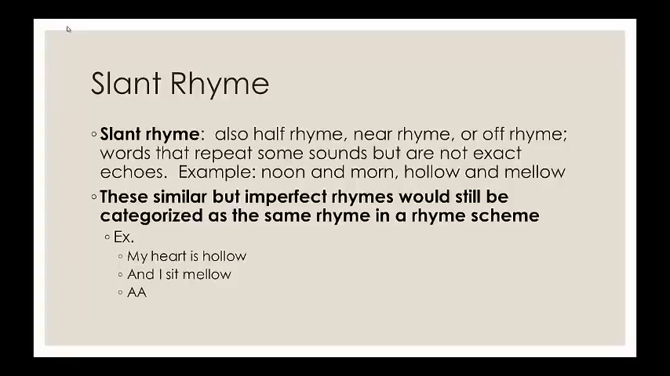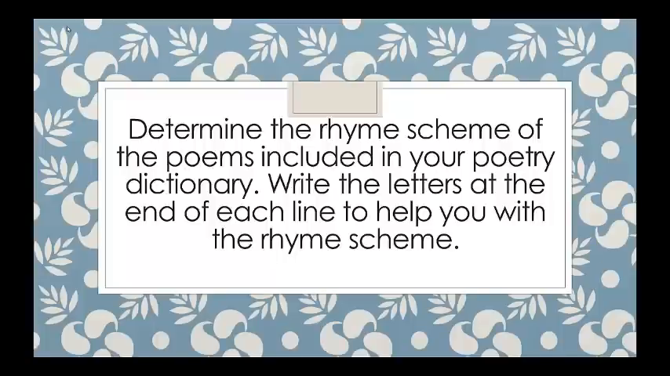However, even though the sound is an imperfect rhyme, it would still be categorized as the same rhyme in a rhyme scheme. So if I had a little poem that says, my heart is mellow and I sit, my heart is hollow and I sit, as I was writing out the rhyme scheme, I would go ahead and classify those as the same letter. Okay, I don't think that any of the poems we are doing include slant rhyme, but it is something to keep in mind as we continue our study of poetry.